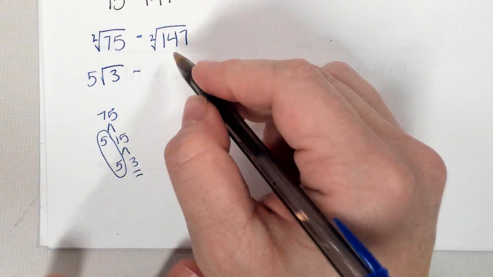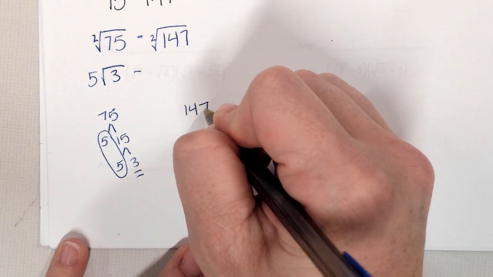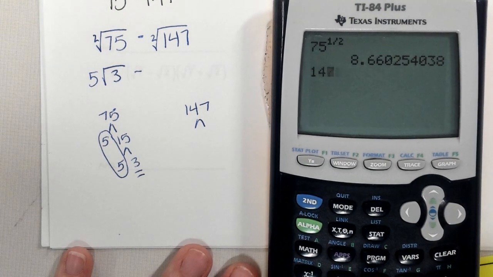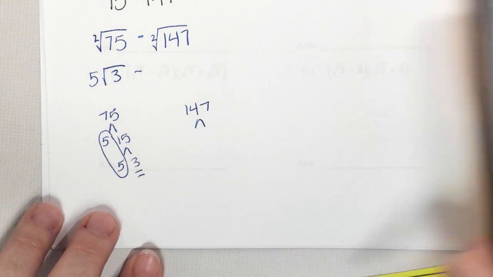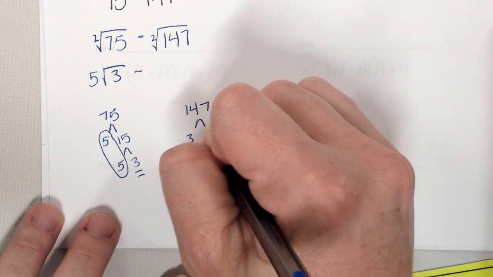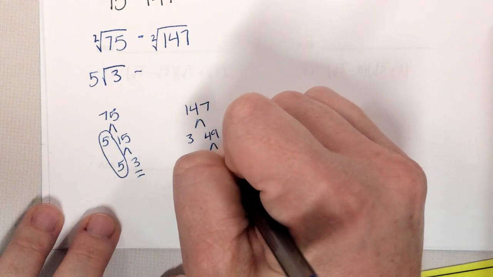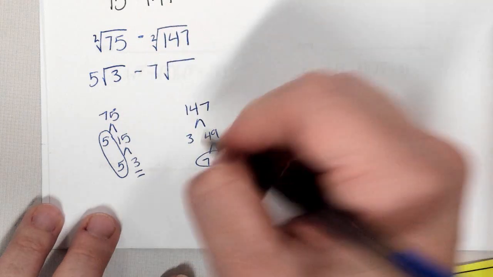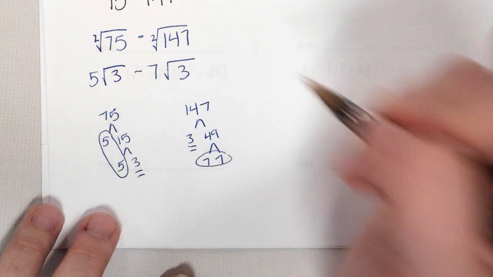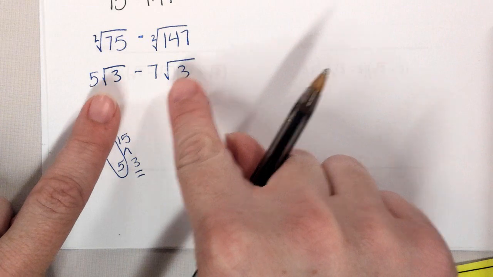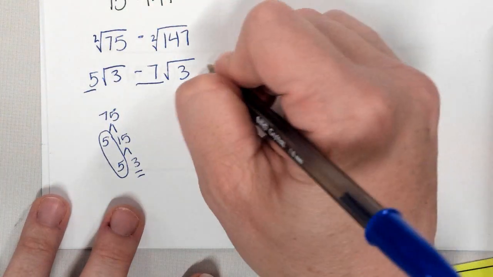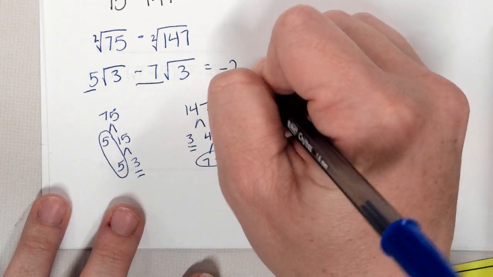minus, and now we have to break down 147. 147 doesn't break down as easy. I know 2 doesn't go into 147 because it's odd, so I'm going to try 3. Well, 3 did 49 times. And 49 is 7 and 7. So look, 7 comes out. And what stays inside? 3. Now, do they have the same root and the same insides? So what is 5 minus 7? Negative 2 square root of 3.